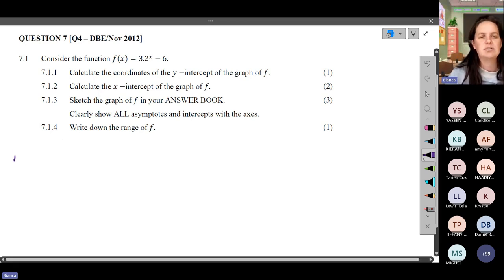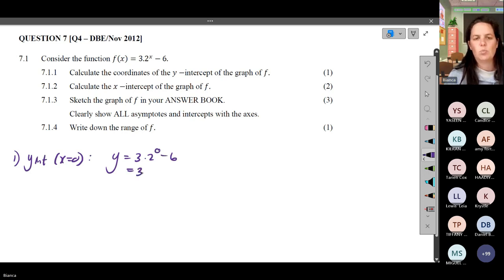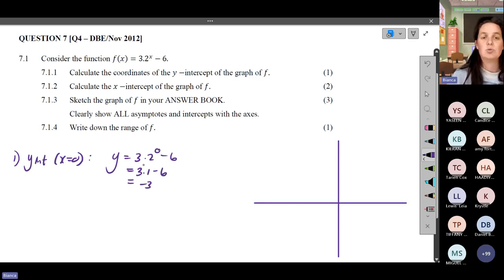To find the y-intercept of the function, you make the x value 0. Easy. Know this stuff because you can apply it to all your functions. So you're going to say y equals 3 times 2 to the power of 0 minus 6. 3 times 1 minus 6 is negative 3. So the y-intercept is (0; -3).